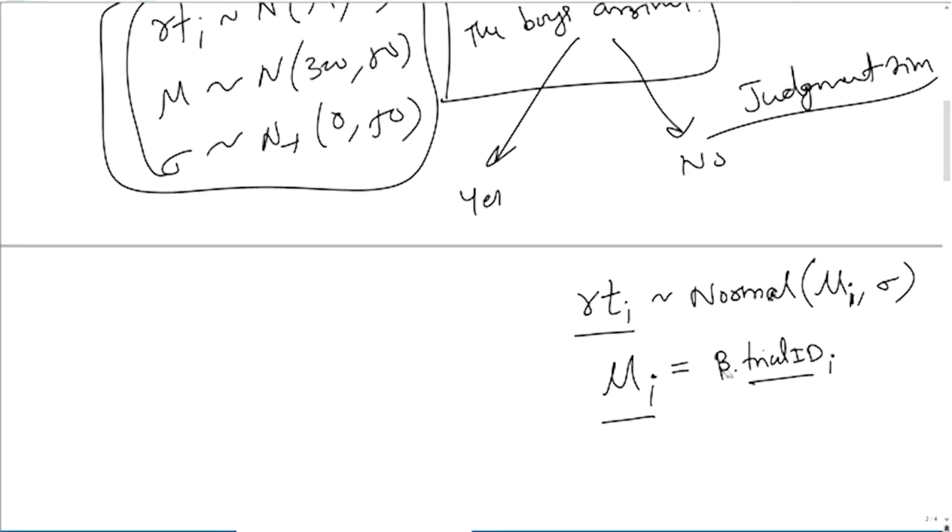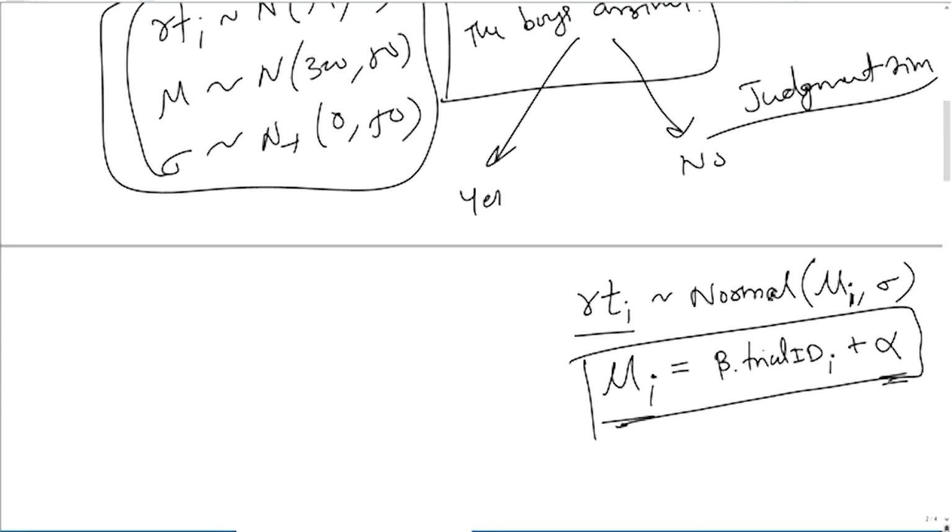So we have defined it like this. Now of course you will need another parameter alpha, which will give you the average reaction time at the 0th trial, before you even begin to see these trials in this particular task. This is more like an abstract parameter, but its role is to control the intercept. If you recognize this equation, this is the equation of a straight line.